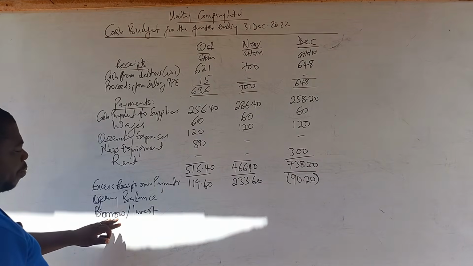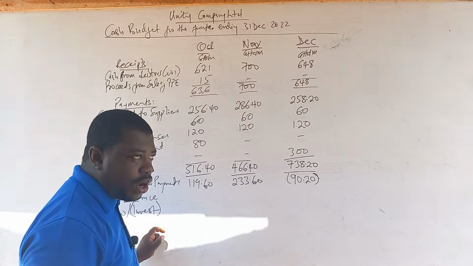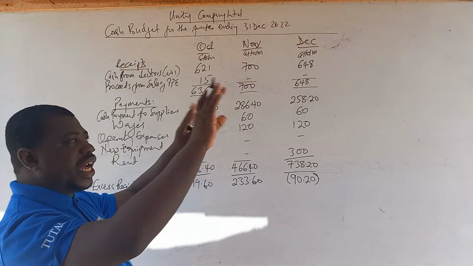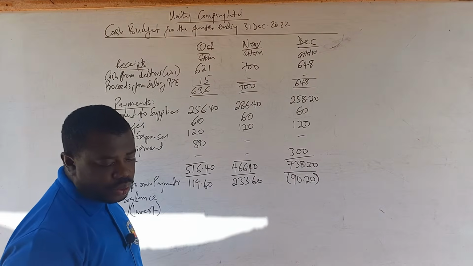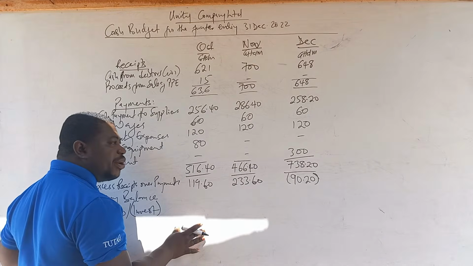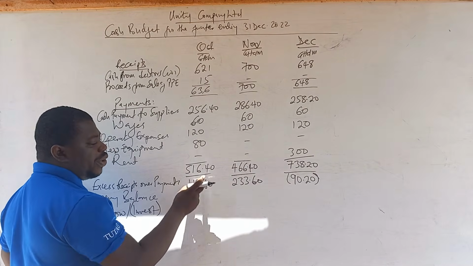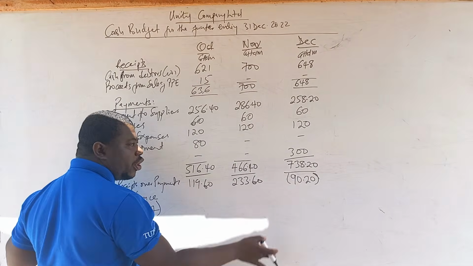Now, I'm going to make the borrow positive and I'm going to put the invest in brackets and I'm going to show you why. Because when you are investing, it will be an outflow. When you are borrowing, it's an inflow. So that is what we are going to do. So whenever we add and we are not getting the minimum, we borrow and add up. When we add and it's exceeding the maximum, we invest out before the closing balance.